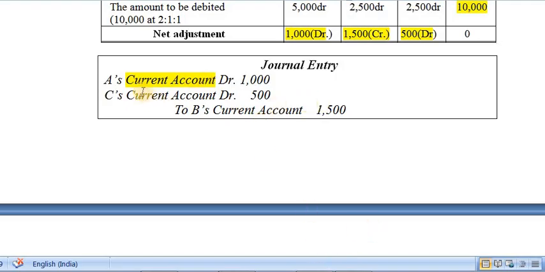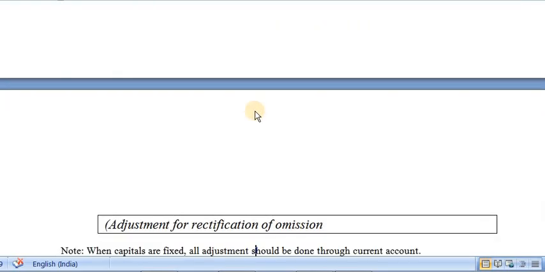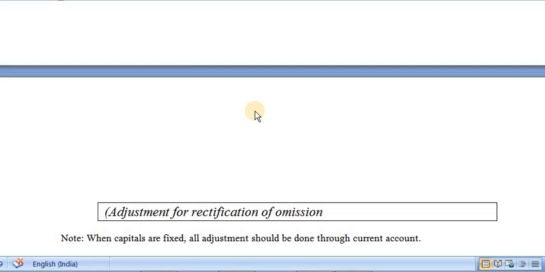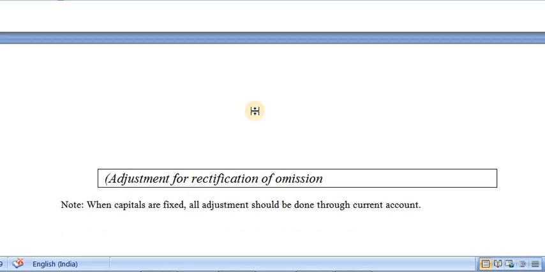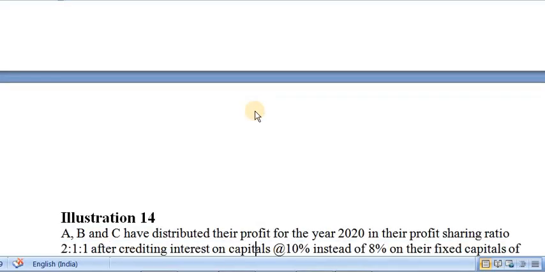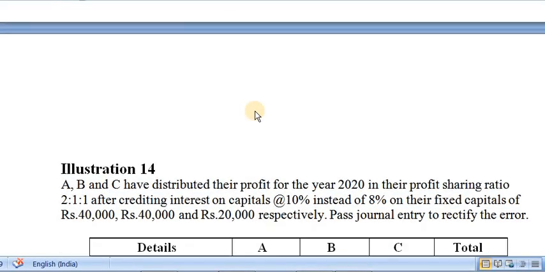This is fixed capital, so we have to write current account. A's current account 1,000, C's current account 500, to B's current account 1,500. When capitals are fixed, all adjustments should be done through current accounts. Okay, go to the next illustration.